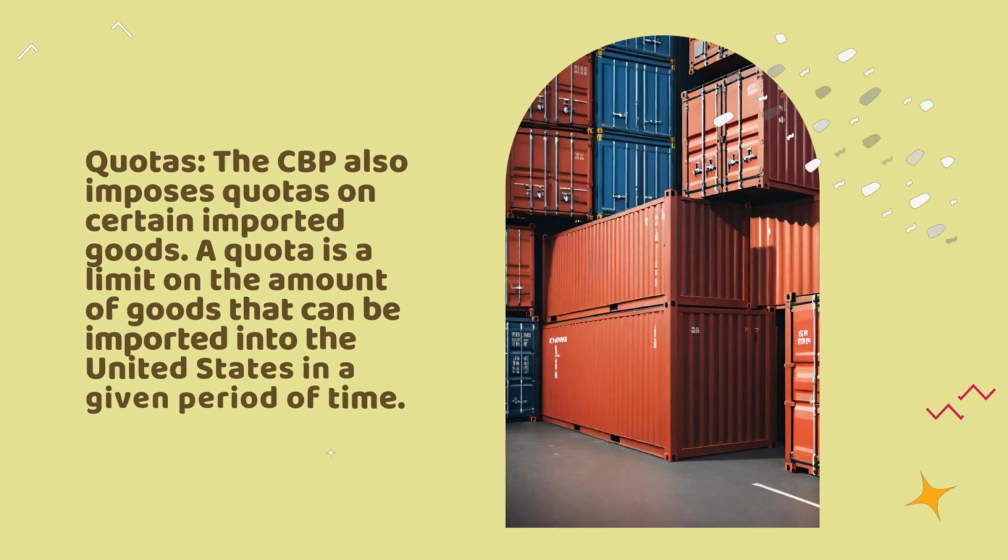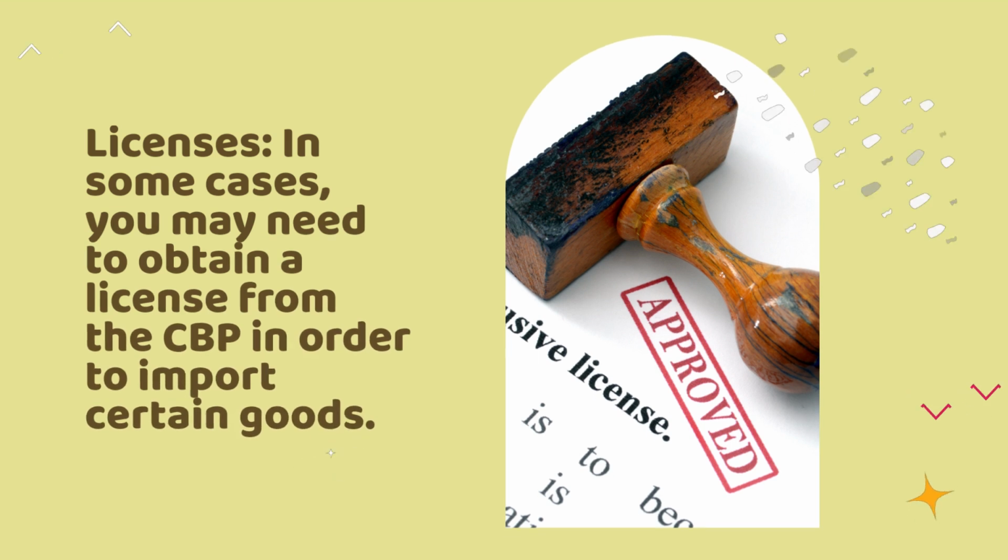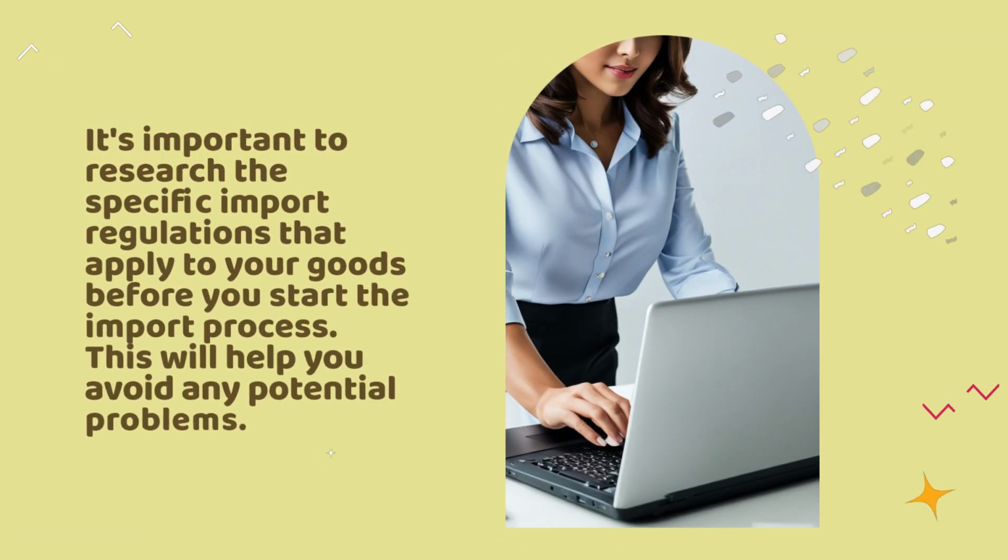Quotas. The CBP also imposes quotas on certain imported goods. A quota is a limit on the amount of goods that can be imported into the United States in a given period of time. Licenses. In some cases, you may need to obtain a license from the CBP in order to import certain goods. It's important to research the specific import regulations that apply to your goods before you start the import process. This will help you avoid any potential problems.